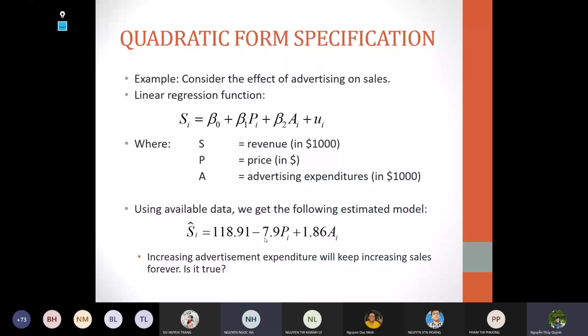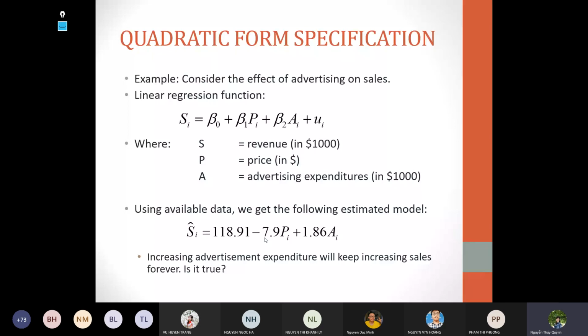No, because it will fall off until it reaches near zero. Yeah, right. Actually, the effect of advertising expenditures on sale is a decreasing marginal effect. So when we increase the level of advertising expenditures, the marginal effect of expenditure on sale will decrease. So this model cannot express that diminishing marginal effect of advertising expenditure on sale.